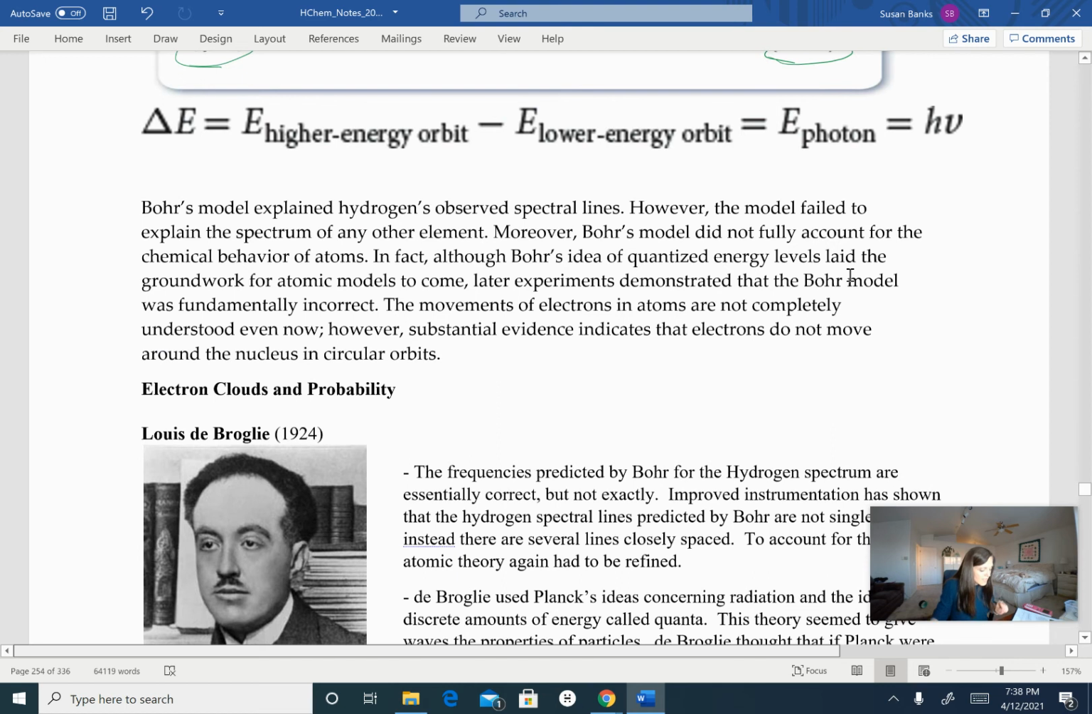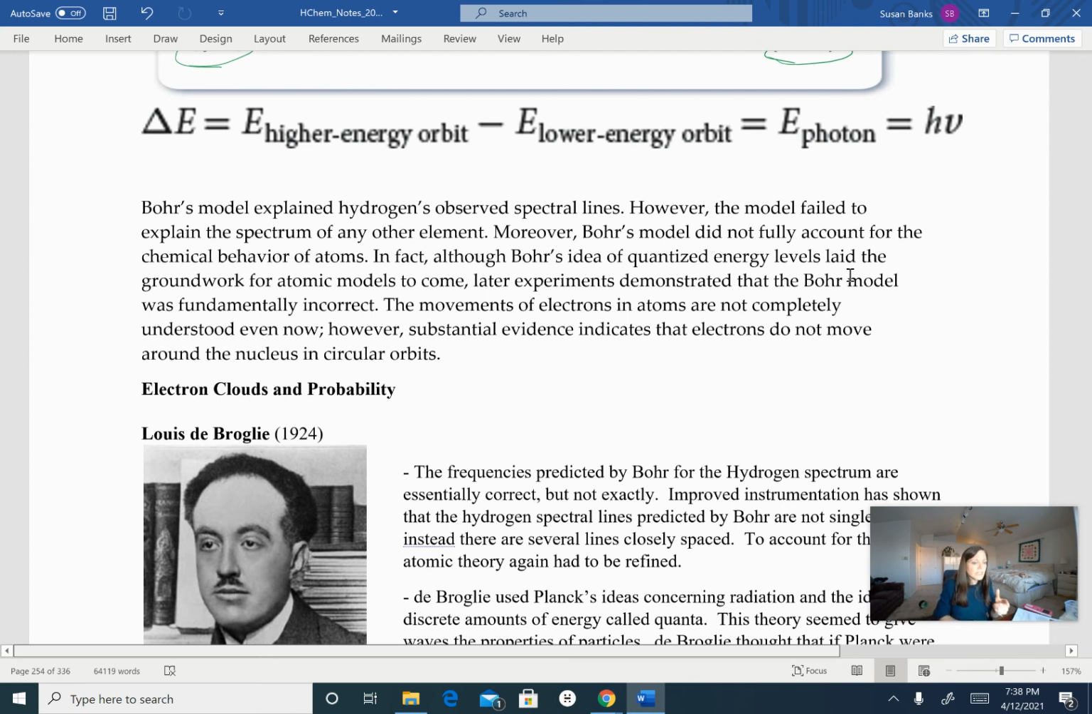Bohr's model explained hydrogen's observed spectral lines. However, the model failed to explain the spectral lines of any other element. So it worked really good for hydrogen, but not so much for anything else. So that's where this model falls apart.